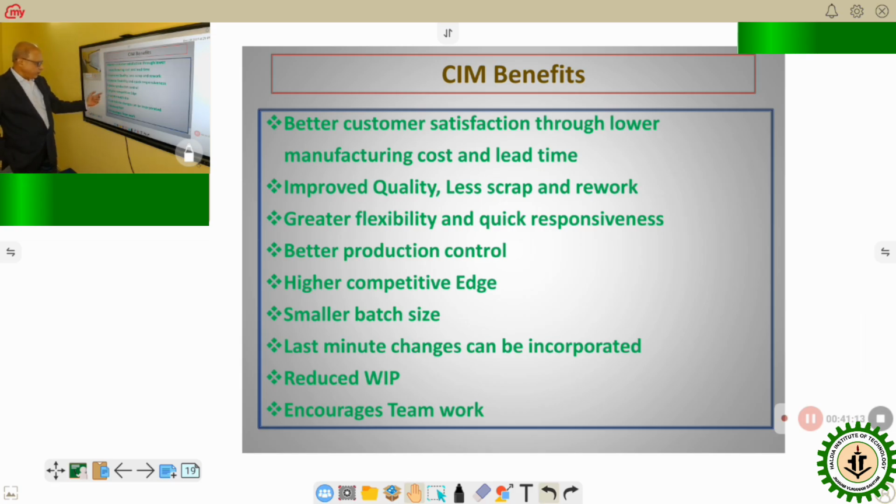Better production control, higher competitive edge, smaller batch size, last minute changes can be incorporated. These last minute changes come usually from the customer. Reduced work in progress, because the stagnant work is nothing but the accumulation of money. So attempt must be made that the work in progress should be as low as possible, and it encourages or boosts teamwork.